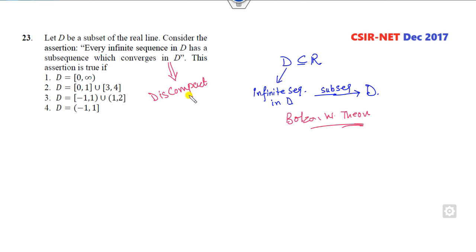So what is the meaning of compact? It means closed and bounded. That's the meaning of compact, closed plus bounded. So this set is an open set, it is cancelled out. This is closed, it is the right option. This is semi-open, semi-closed, cancelled, it is not closed. The right answer is B. That's a very straightforward result.